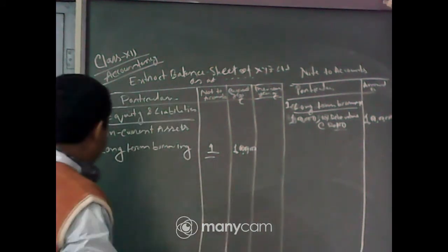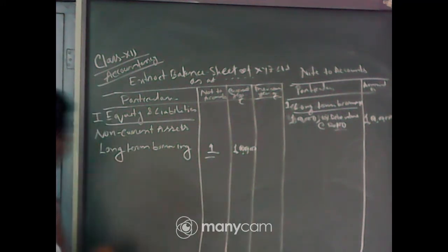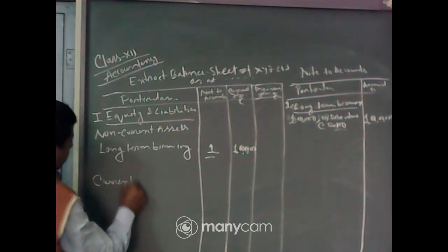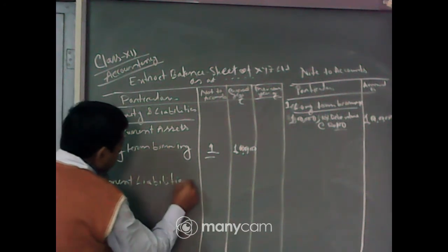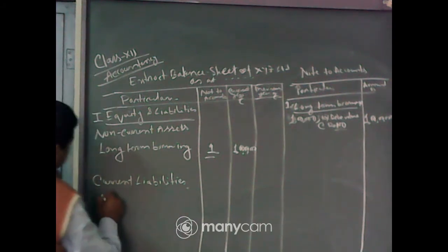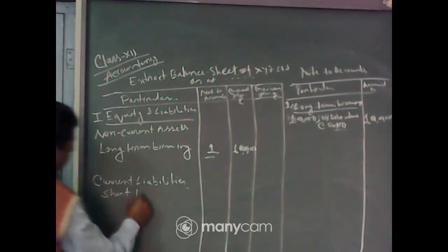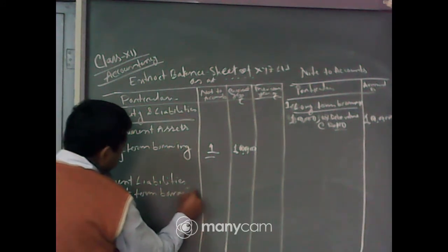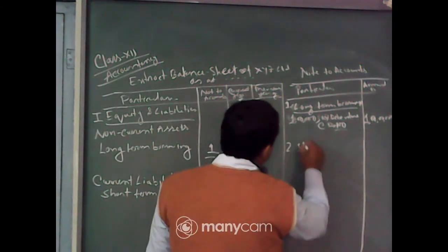Okay. Now, there are short term borrowings. Short term borrowings come under current liabilities. So, another heading you have to make, that is current liabilities. Under current liabilities, there will be a heading called short term borrowings. So, this is note number 2. Here also you write note number 2, that is short term borrowings.